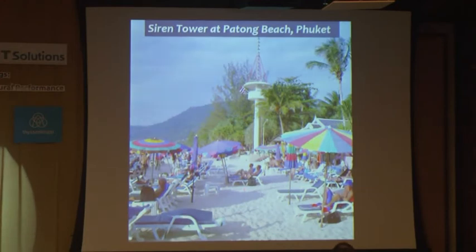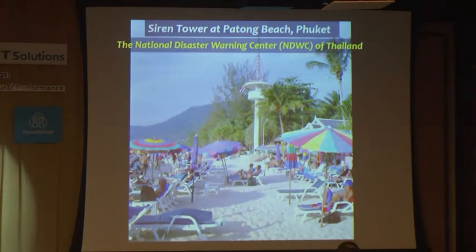So after this, many countries in this region, we become more aware of tsunami risk and other earthquakes and other natural disasters. So leading to the idea of early warning system. So this picture shows Siren Tower is a part of the National Disaster Warning Center of Thailand, created after this tsunami disaster.